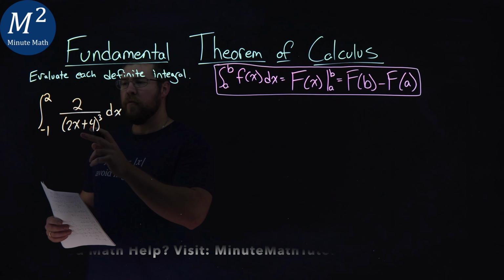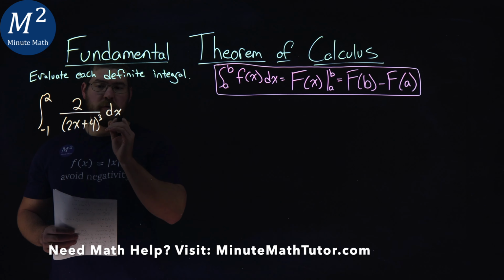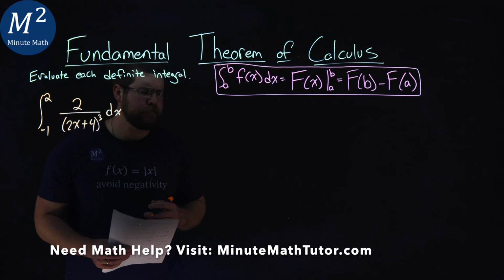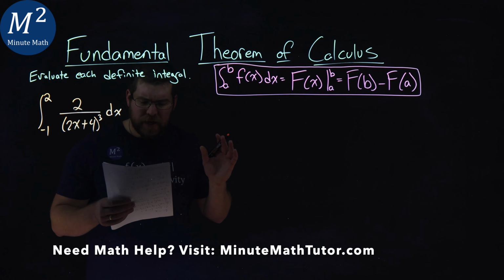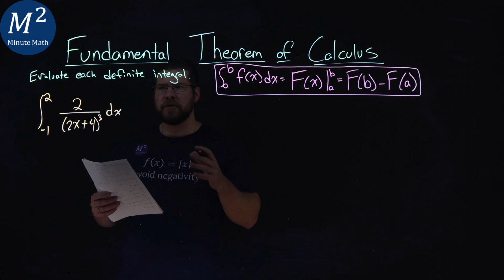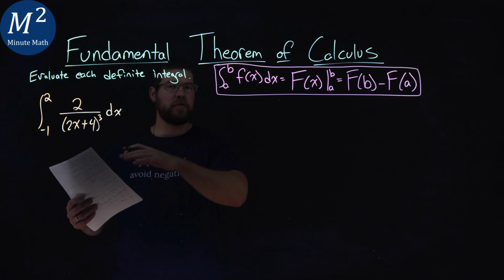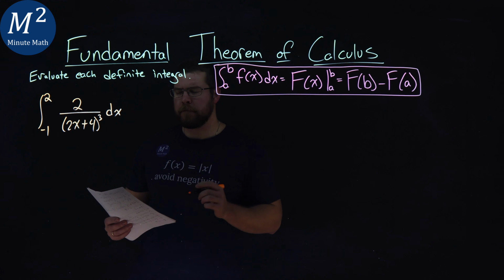We're given this problem right here. The integral from negative 1 to 2 of 2 over 2x plus 4 to the third power dx. And we have to evaluate this definite integral. Now first I want to find the integral here. I'm going to find it in terms of u, using u-substitution, and bring it back to x. So it's a little tricky.